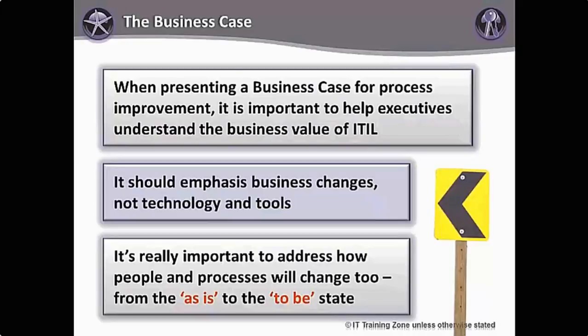When presenting a business case for a process improvement project, it is important to help executives understand the business value of the ITIL process framework. It should not overemphasize technology and tools. We should instead emphasize the business changes that will be delivered. It is really important to address how people and processes will change, as well as technology. This is done by documenting and presenting the before and after state of the change, or in other words, as-is to the to-be state.